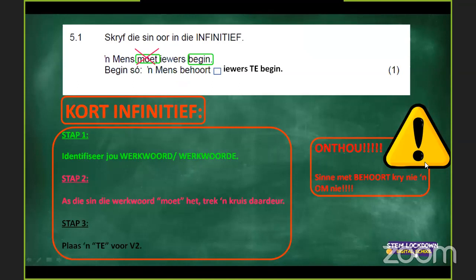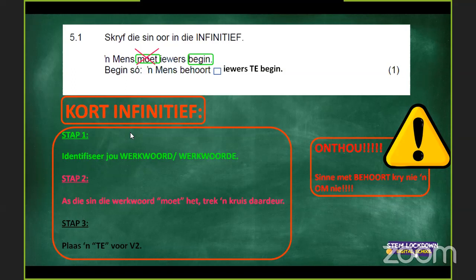Sinne met moet kry nie 'n om nie. Okay, the biggest mistake we come across when marking a question that you have to write in the short infinitive is that you are still adding an om, because you see infinitive and you immediately go back to your basic stompy that you learned in primary school, the infinitive is om and the verb. Okay, maar die kort infinitief, the short infinitive, does not have an om. Okay, it is a silly mistake to make because it's often the only mistake you've made. You've added the om in there. Okay, remember, no om when we are busy with full words and with new sentences.